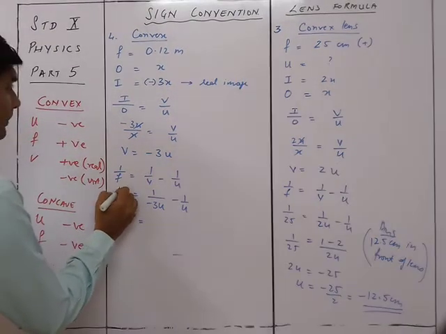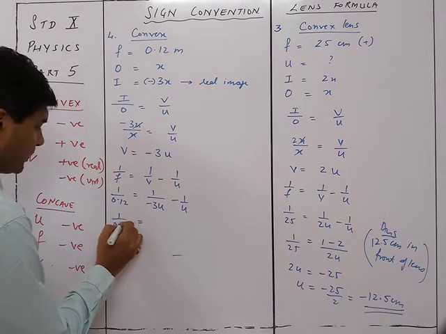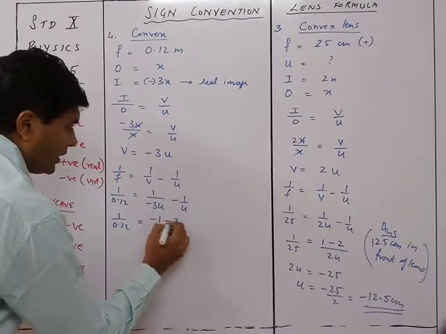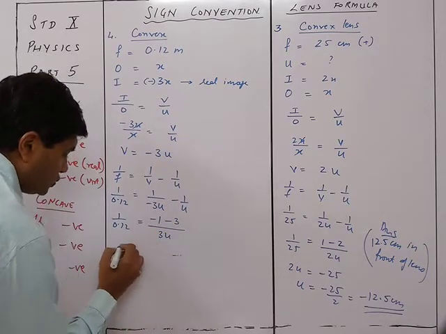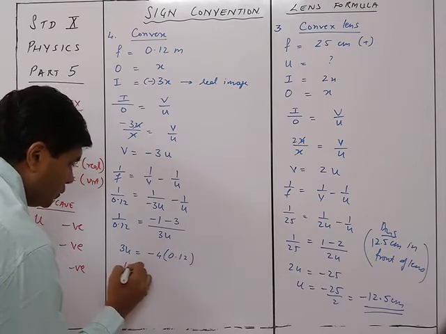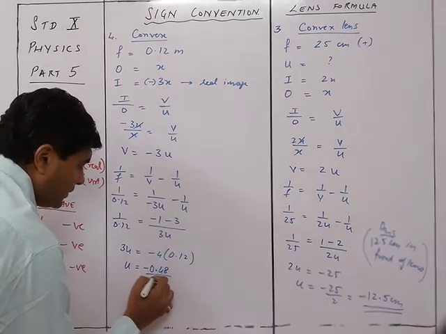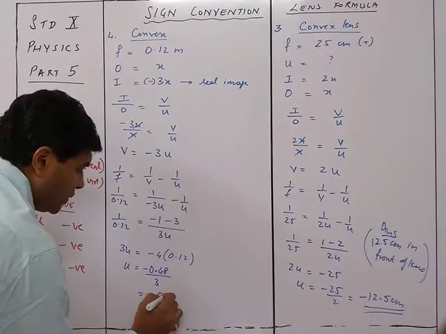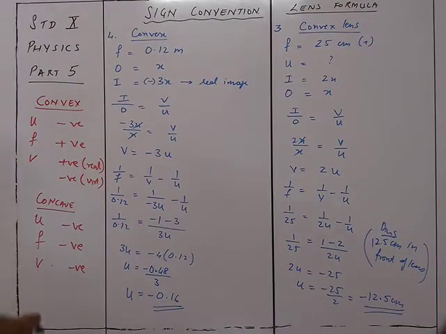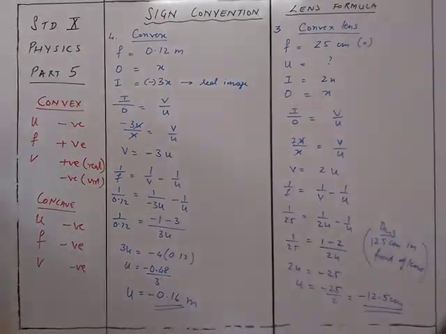So you know that 1 upon 0.12 is equal to minus 1 minus 3 upon 3u. So 3u will be equal to minus 4 into 0.12. So u will be equal to minus 0.48 upon 3, so that will be minus 0.16. So u will be minus 0.16. That is what we found out, in meters. So that will be 0.16 in front of the lens.